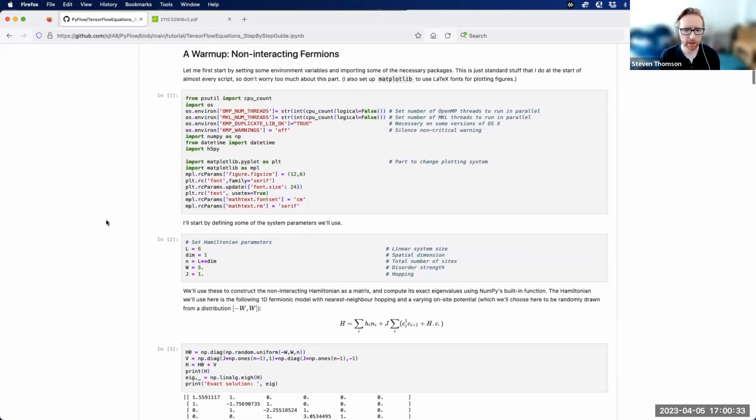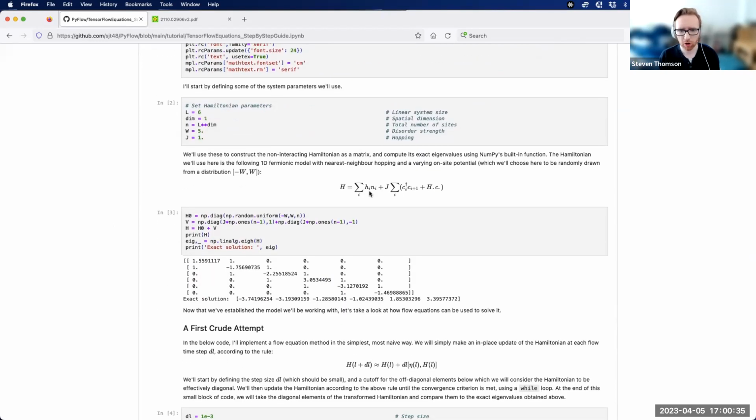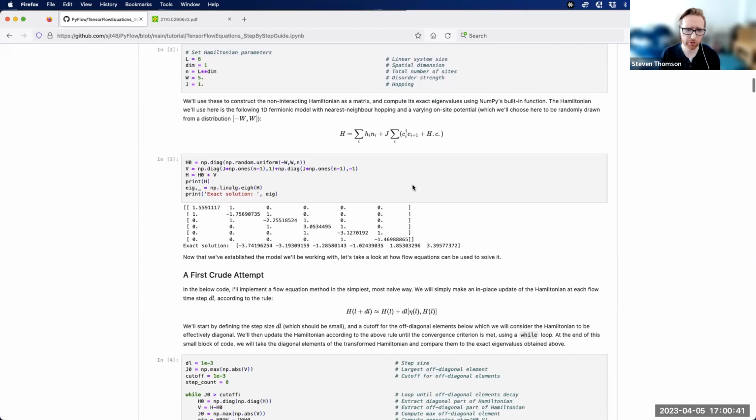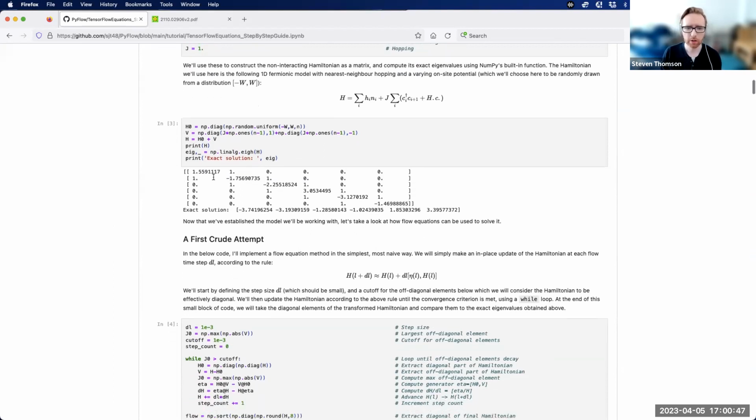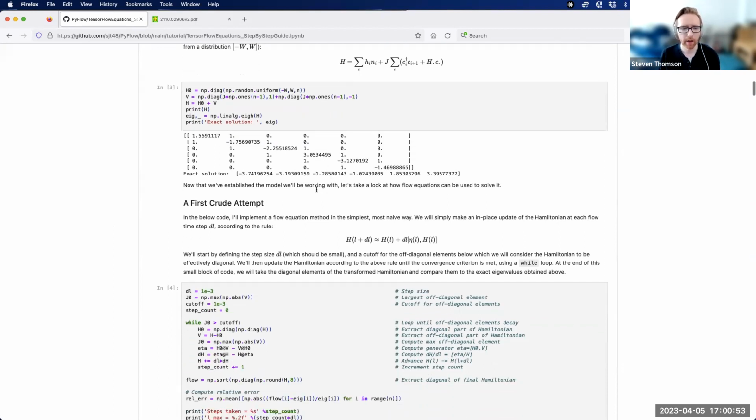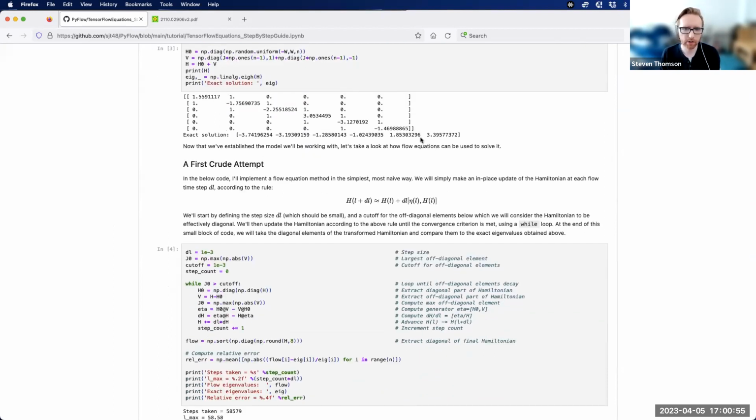But the basic idea was that I just wanted to start off by diagonalizing some non-interacting system, an Anderson model, which I can just build as a matrix. Here it looks like this. It's a tridiagonal matrix, a sparse matrix with disorder on the diagonal. It's very, very small here, just so you can illustrate it and fit it on a screen. And you can exactly diagonalize it in NumPy pretty straightforwardly.